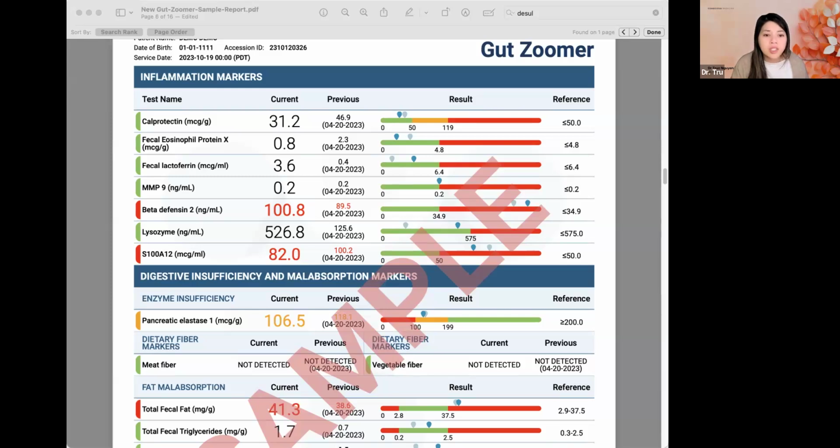Okay, beta defensin 2. This is another AMP, an antimicrobial peptide expressed in the epithelial cells, the cells that line the gut. It has potent antimicrobial activity against gram-negative bacteria, which I mentioned earlier, and candida, but not gram-positive. So you can tell by just these markers that you have a gram-negative problem. That usually points to the bad bacteria population, right? And then candida, you just have to treat candida.